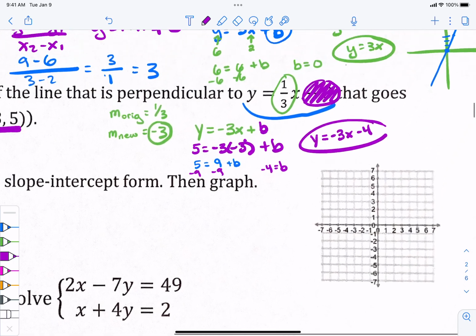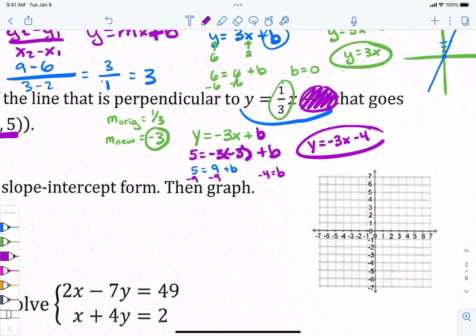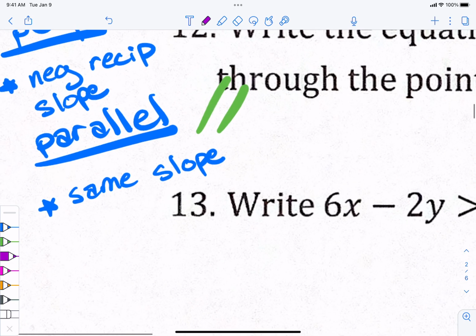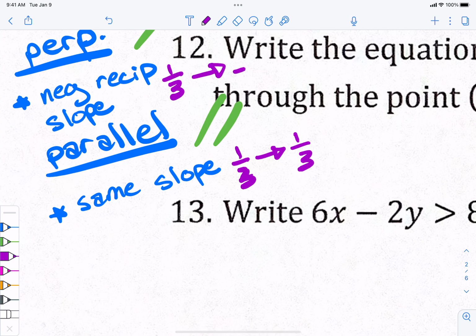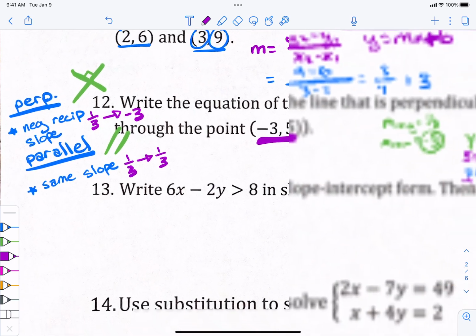Which one's parallel and which one's perpendicular? Parallel means that they have the same slope. So the slope was 1/3, and my new slope would be 1/3. Since they said perpendicular, instead of using 1/3, I'm going to use -3 instead. But if they had said parallel, I would just use 1/3 and then find the new b. Does that help?